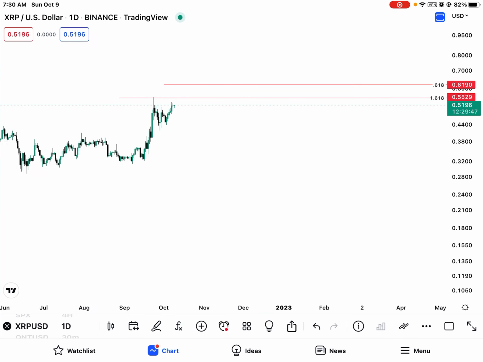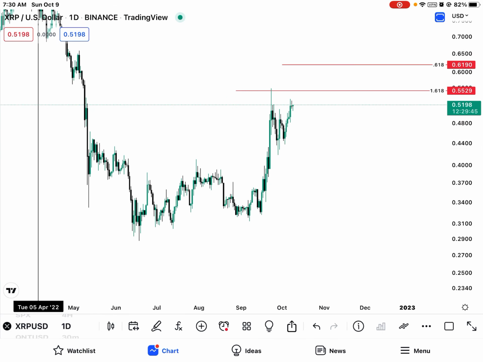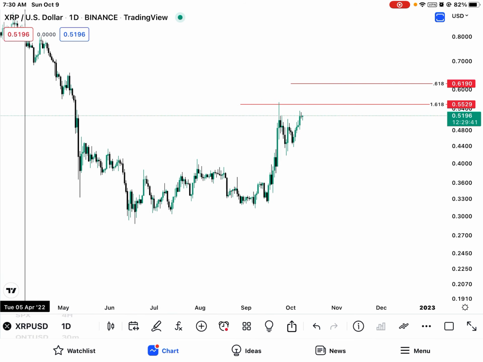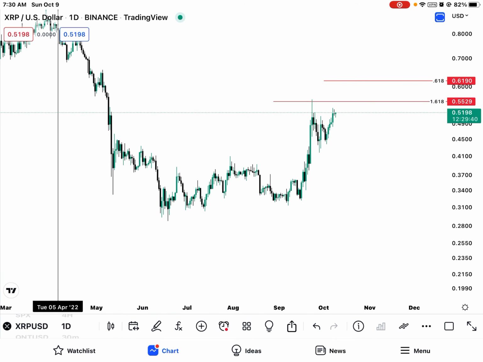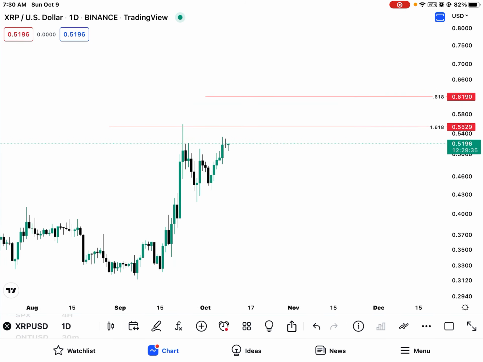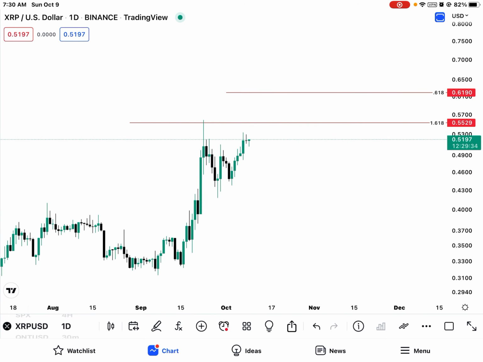We have to see how the price plays out, because this can be invalidated. But what I see right now, if you want my personal opinion, I think we're going to drop. Or I could be wrong, and we could go to this 61 to 63 cent area.